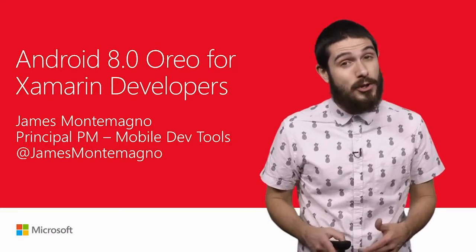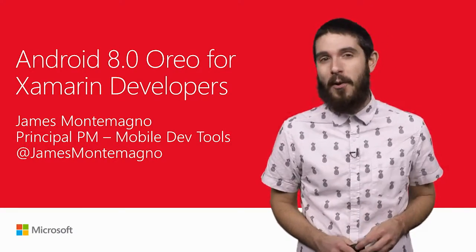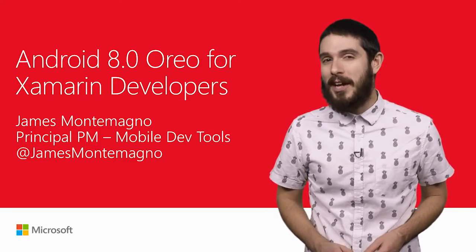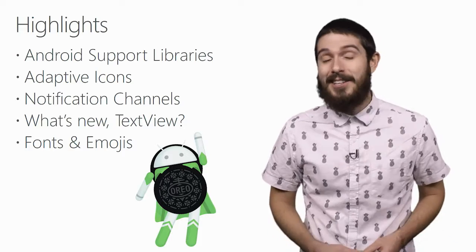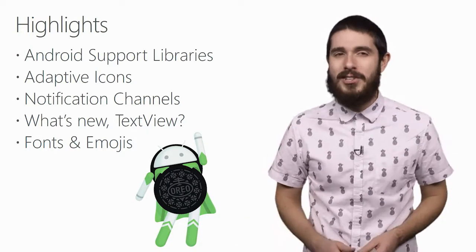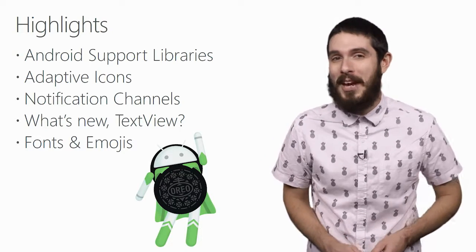And today, I want to show you how you can take advantage of all that brand new goodness in Android 8.0 Oreo in C# with Xamarin. So here's what I'm going to take a look at. All that Android O goodness, such as adaptive icons, brand new support libraries, notification channels, and fonts and emojis. And who doesn't want to put emojis into their application?